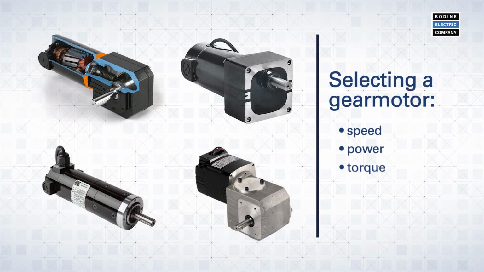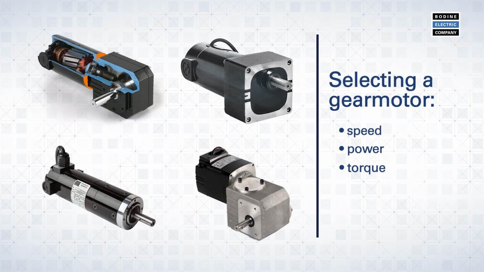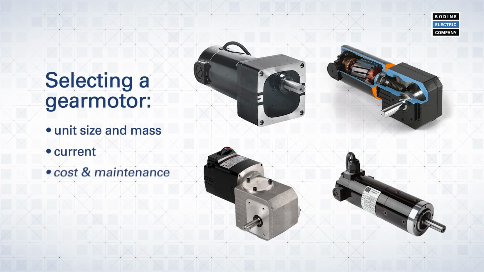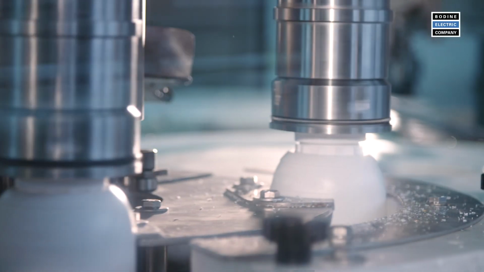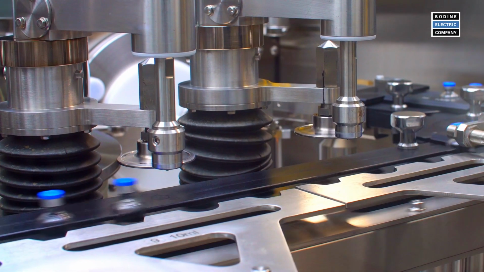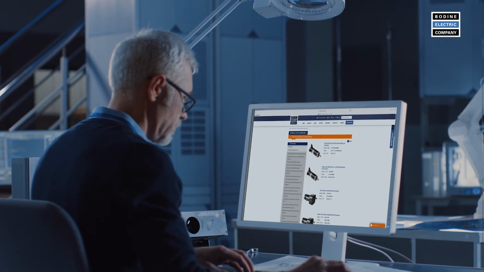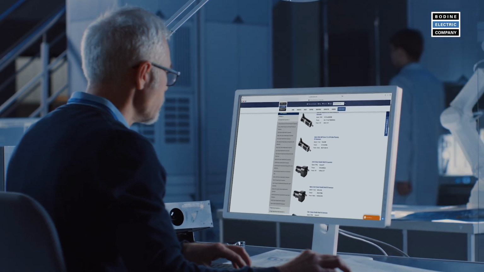Choosing the right gear motor for your design is a stepwise process. Speed, power, and torque are fundamentals, but there are many other important parameters like size and mass of the unit, the current that powers it, and ultimately the cost. For highly constrained applications, a machine designer may have to work around existing gear motor products, but major gear motor vendors offer a multitude of choices.